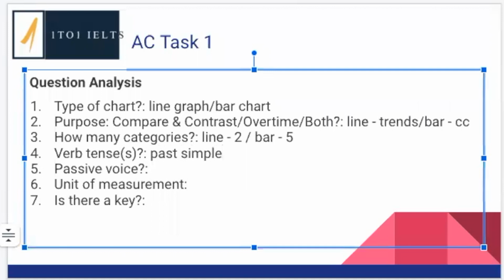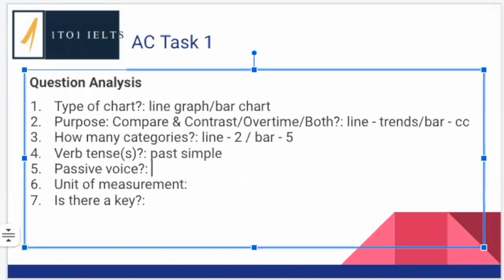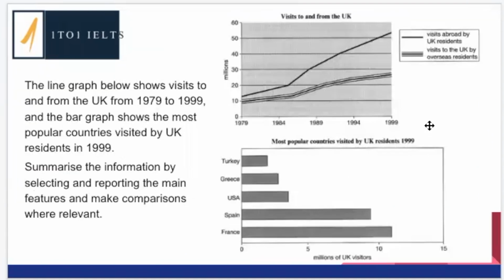Do I need to use passive voice? Bar charts, line graphs, we don't have to worry about passive voice. Passive voice is being used for process questions and for map questions. So nope. Unit of measurement. So what is our unit of measurement on the line graph? So millions of what? Be careful here. So Maitreya said millions of people. Damara said visitors. Let's have a look at our key that we've got here.